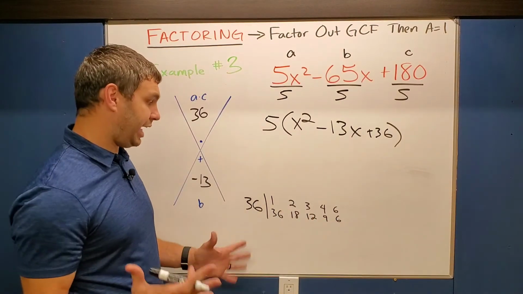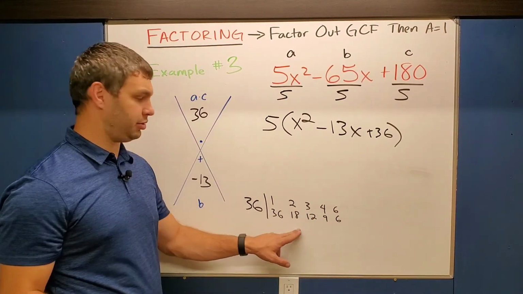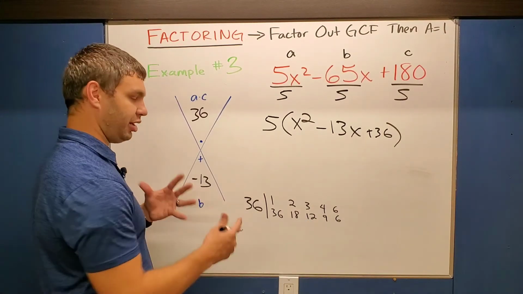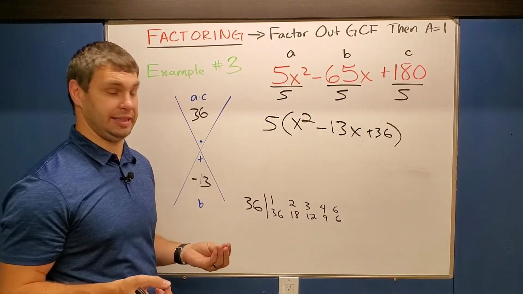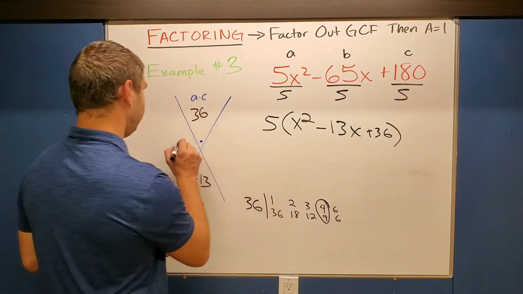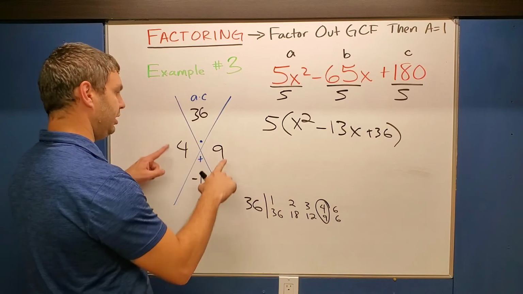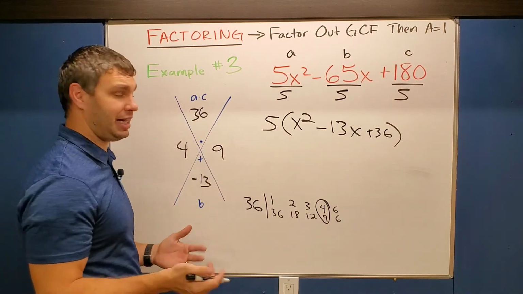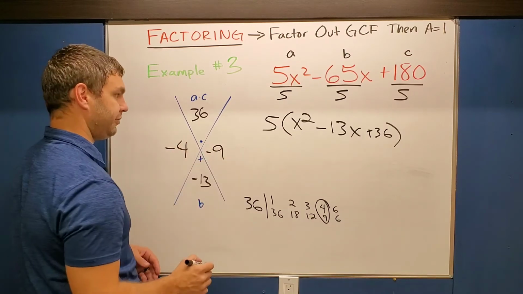All right, so this has 5 different pairs of factors: 1 and 36, 2 and 18, 3 and 12, 4 and 9, and 6 and 6. We're looking for ones that either add or subtract to be 13. And I think the only ones that do that are 4 and 9. So if I put a 4 and 9 here, remember, in order to multiply to be a positive and add to be a negative, the only way that can happen is if they're both negative.